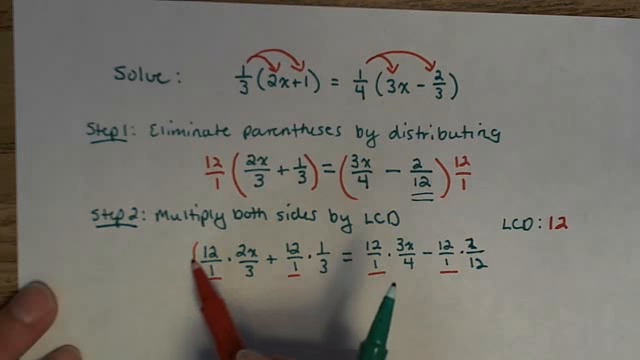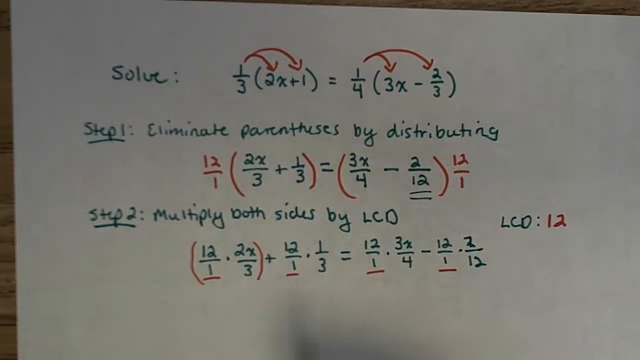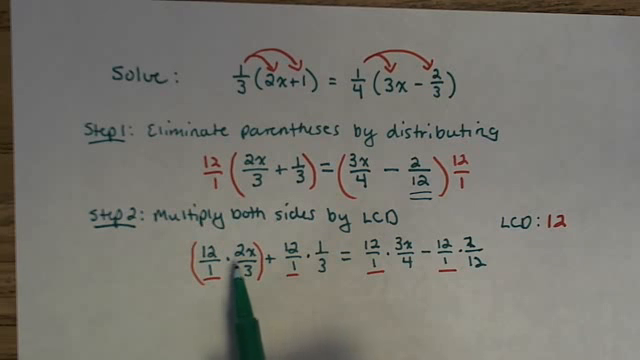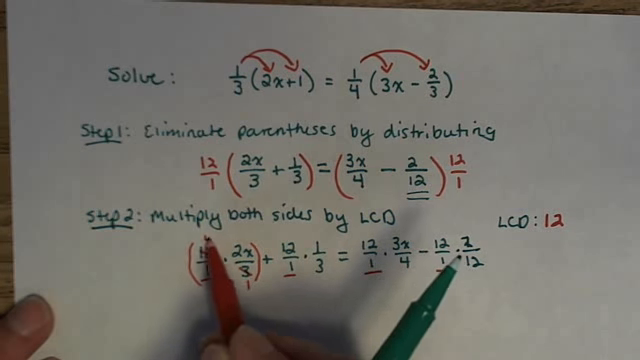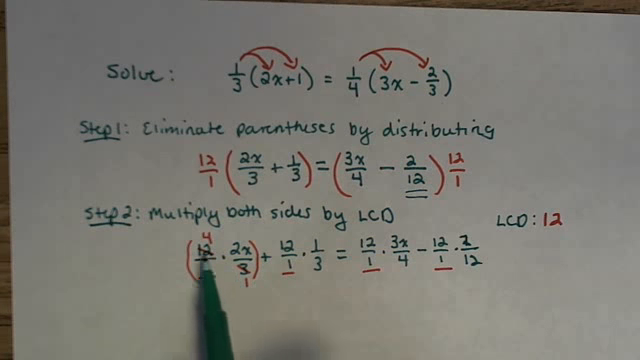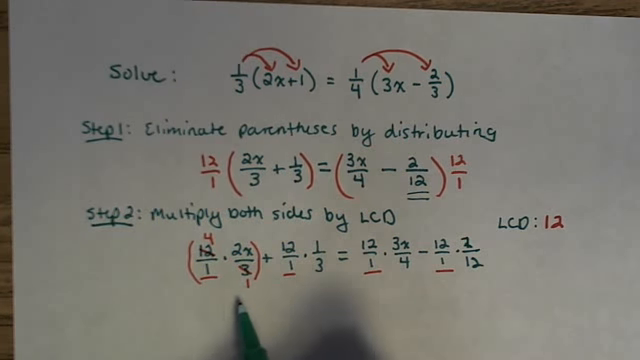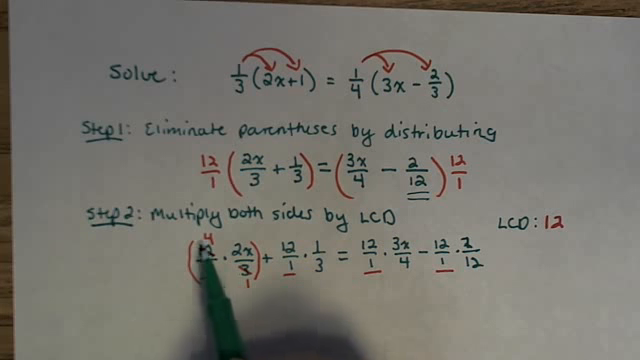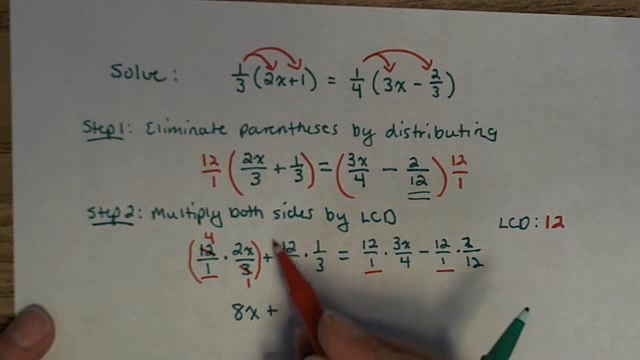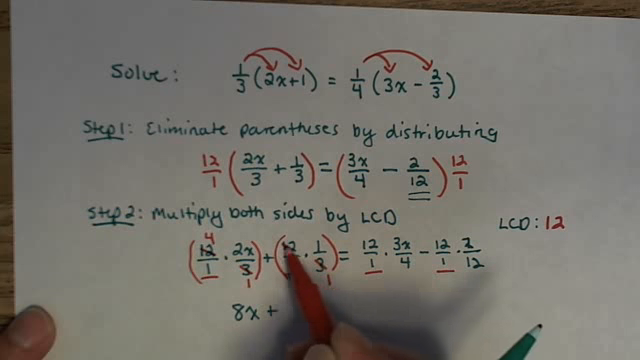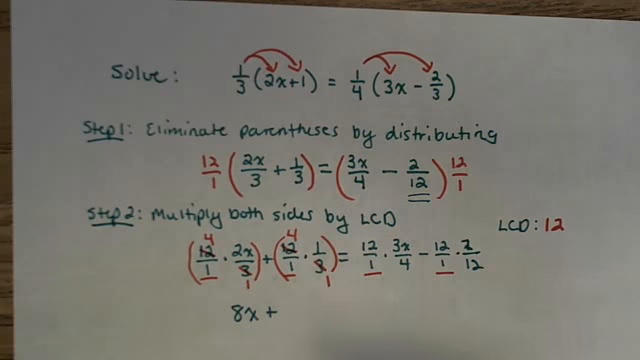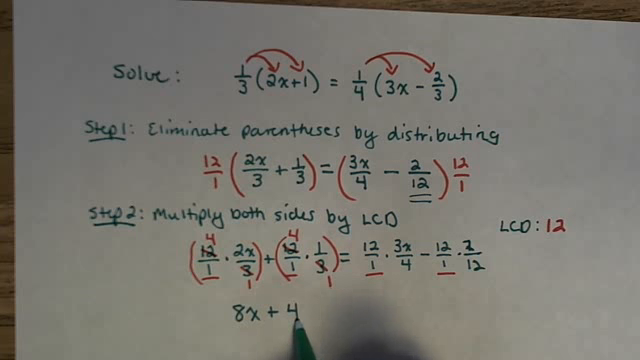Now I'm going to take a look at each of these and try to simplify them. Now 12 times 2x over 3, I could actually do some cross-reducing first. So 3 goes into 3 once, 3 goes into 12 4 times. That is always going to happen, and you'll see that pattern as we go through the problem. 4 times 2x is 8x plus, and now I'm going to look at these two fractions. Notice once again, 3 goes into 3 once, 3 goes into 12 4 times. 4 times 1 is 4.